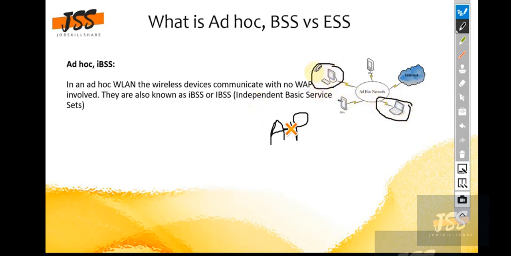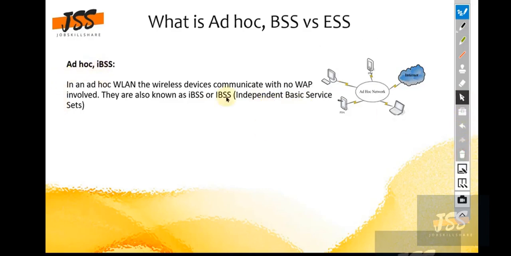The solution is that every computer has some wireless technology like Bluetooth, and even Wi-Fi itself. They will enable it, and this computer also has Bluetooth or Wi-Fi technology enabled, and with the help of some passphrase, they can share the resources with each other. So basically there is no access point in between. The information that is shared without an access point is known as ad hoc, and sometimes it is also known as IBSS, which stands for Independent Basic Service Set. So it means without a basic service set.